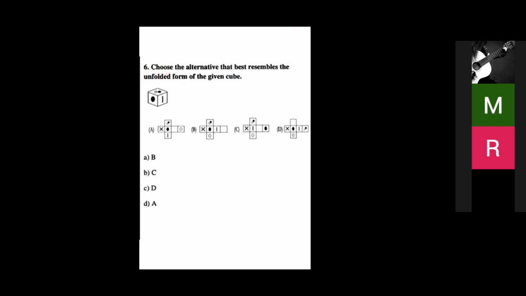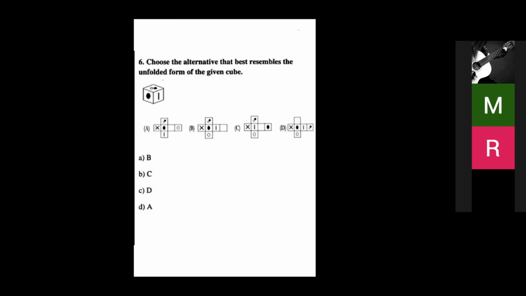Solve this question. Choose the alternative that best resembles the unfolded form of the given cube. So now you're going to unfold it. Try this. Interesting, no? Second option. Okay. You mean option C or option A, first one, and diagram 2? Diagram second, A option, sorry. Diagram 2 and option A. Okay, option A. Very good. Correct. Both of you are correct.